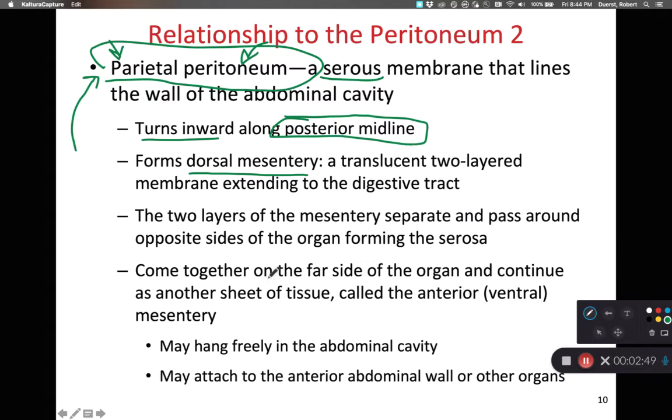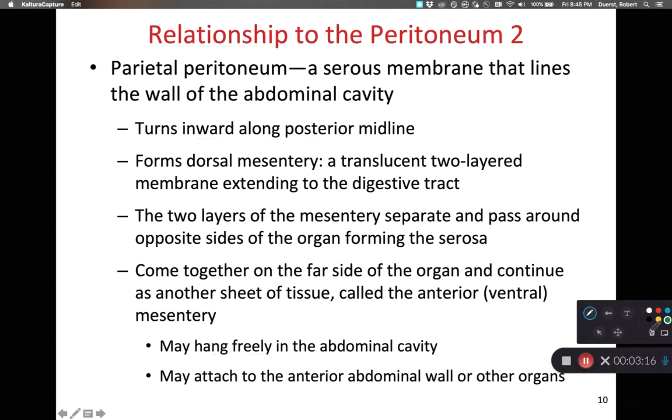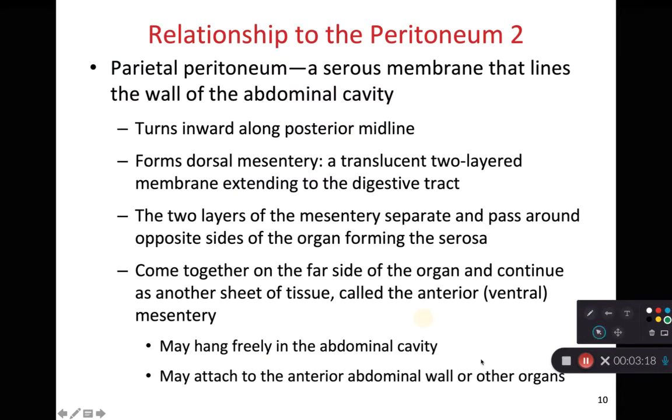And the two layers of the mesentery are going to pass around opposite sides of all the organs, forming the serosa. And they come together on the far side of the organ and continue to the next. So you could think of it as a sheet of tissue that has organs kind of embedded within the sheet. And so it will just keep going on. It can hang freely within the abdominal pelvic cavity, or it can attach to the anterior abdominal wall or other organs instead of hanging freely.